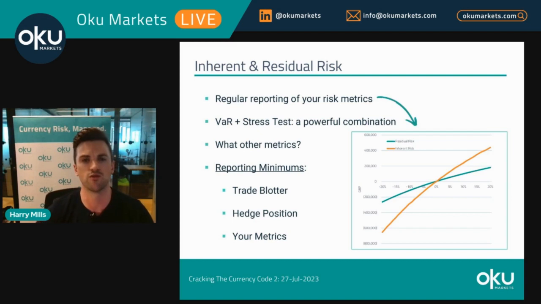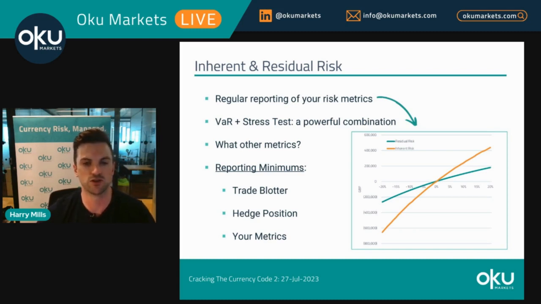In terms of what that reporting should look like, well, probably 3 things really as a minimum. 1, a trade blotter. So what trades have you executed during the period of time? So maybe you're preparing a report for July. What trades have you entered and what have you got outstanding? And what's your hedge position? So how many hedges in place? What's your hedge ratio? And then your metrics, so whether you're using stress test, value at risk, or others.